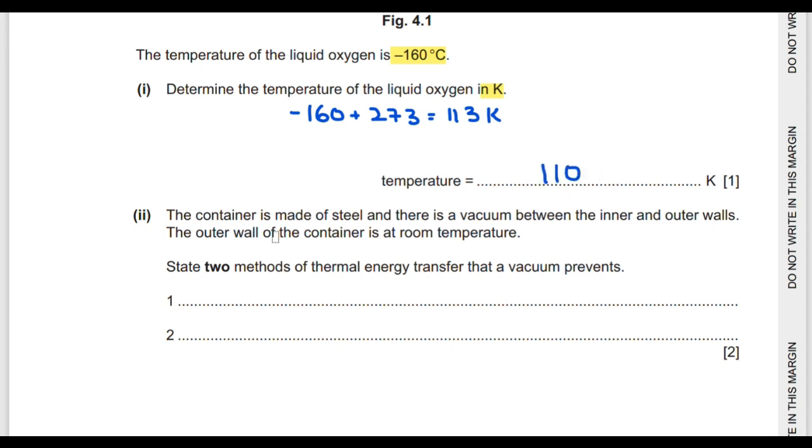The second part says the container is made of steel and there is a vacuum between the inner and outer walls. The outer wall of the container is at room temperature. State two methods of thermal energy transfer that the vacuum prevents.